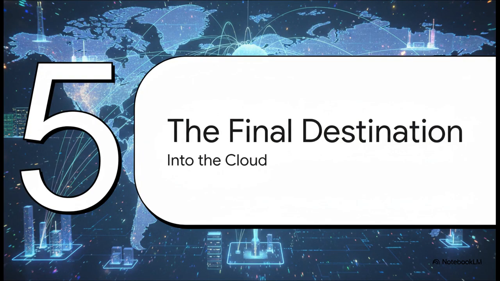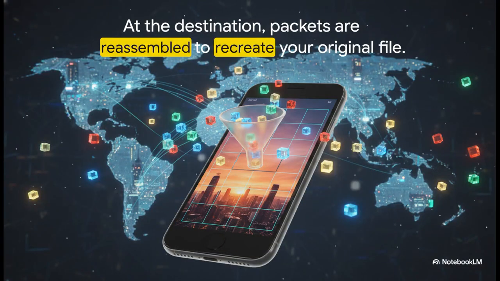So, after hopping across cities, oceans, and continents, our thousands of little data packets are finally pulling into the destination, ready for the very last step of their journey. Remember how each packet was just one tiny piece of your original photo? Well, the receiving device is like a master puzzle solver. It collects all of those individual packets, which, by the way, might have arrived all out of order, and it reassembles them perfectly to put that original file back together again. The journey is complete.